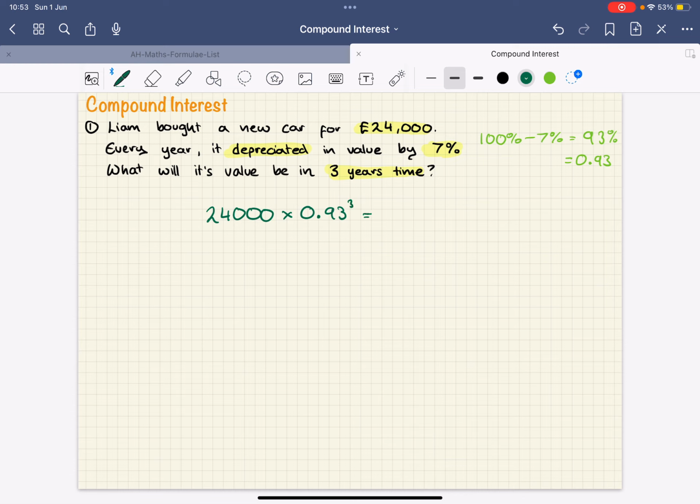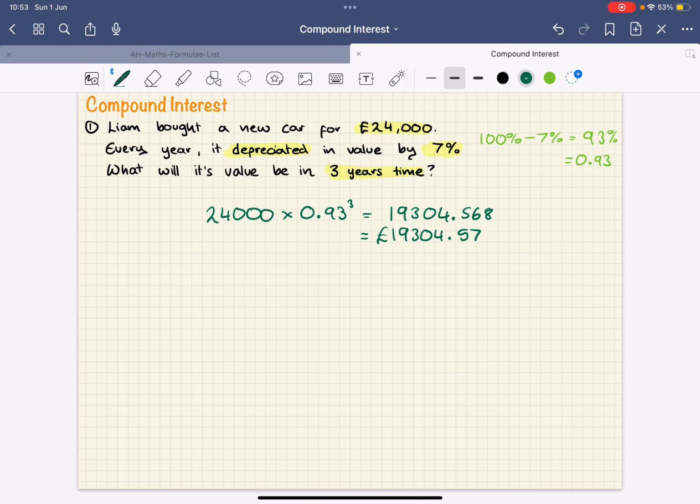And after typing that in the calculator, we end up initially with 19,304.568. However, we are dealing with money, so we must make sure our answer looks like money. So we round it to 2 decimal places.